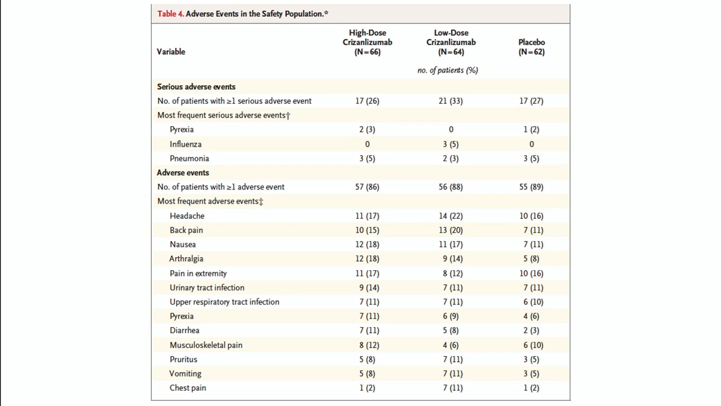And this is also a little bit of a small font, I apologize for that, but it does list here the adverse events that were over 10% in either group. And so the main things that were in those receiving the crizanlizumab at the high dose were headaches, back pain, nausea, arthralgias, and some pain in the extremities. But otherwise, the adverse events were similarly distributed across all three groups.